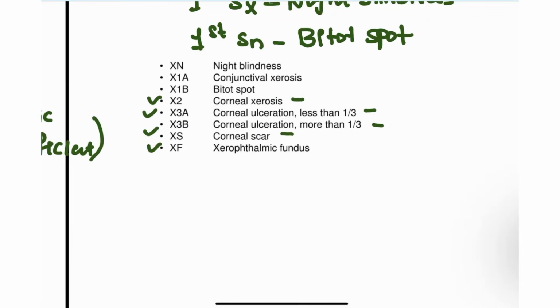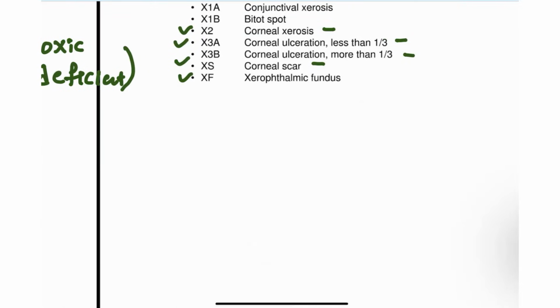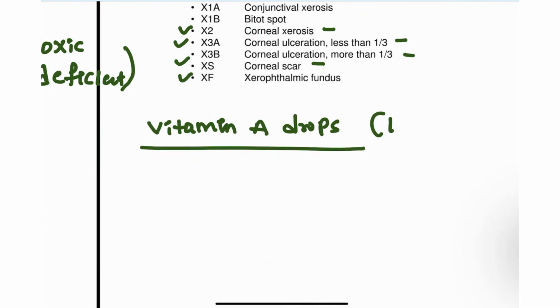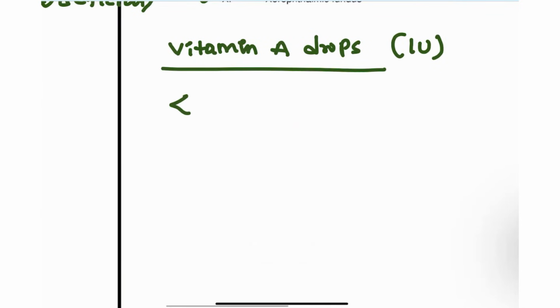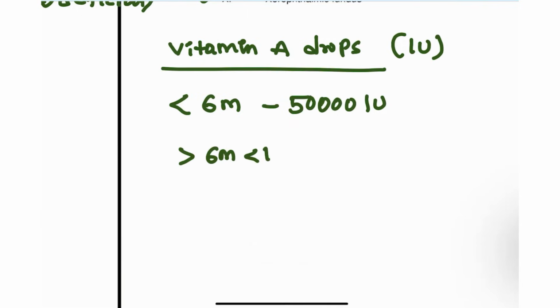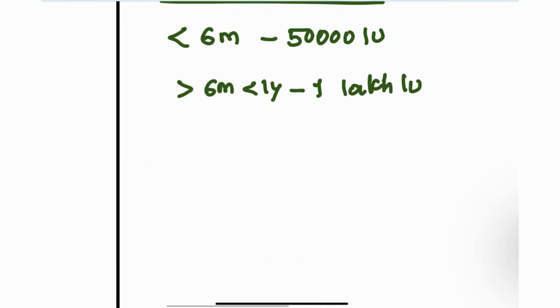Next, what is the treatment that we have to give? The treatment for this patient is vitamin A drops only. How is this vitamin A given? It is given in international units, on an age basis. Less than 6 months, we give 50,000 international units. If it is more than 6 months but less than 1 year, then it will be 1 lakh international units. For more than 1 year to 5 years, we give 2 lakh international units.